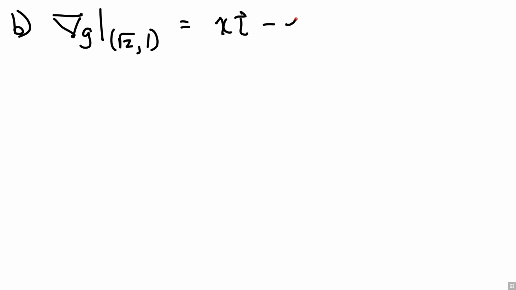Okay, so now part B of this question is saying, you found the gradient, now evaluate it at the point. We said that the gradient was defined as x in the i direction minus y in the j direction. So in place of x, we're going to put in square root of 2, and in place of y, we're going to put in 1. And this would be our gradient evaluated at the point. Any questions?